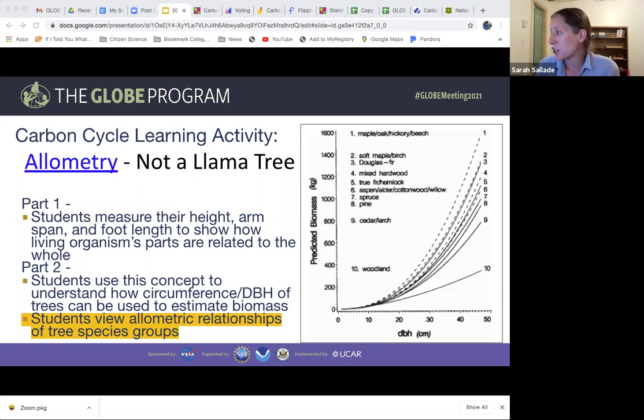So just to make sure your brains are working today, if you went out and you measured a tree that was 30 centimeters in diameter, and it was in that maple, oak, hickory, beech group, group 1, what would its predicted biomass be? That's a question for you right now, and you can type your answer right into the chat. If you measured a tree that was in group 1 and its DBH was 30 centimeters, what would its predicted biomass be?